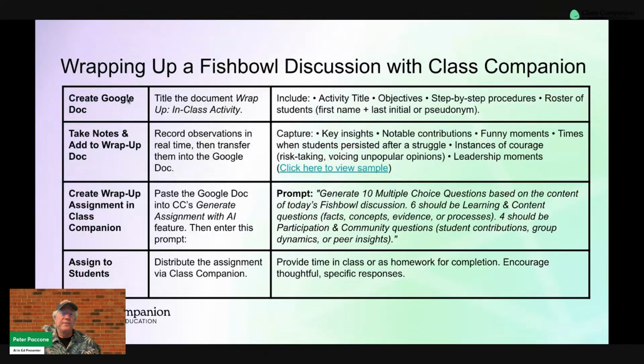We have the Google Doc, we have the notes. And now we're going to take the content of this Google Doc, we're just going to click select all. We're going to open up Class Companion. I'm going to demonstrate this live in just a second. We're going to plug that entire document into Class Companion, the Generate with AI feature, and then we're going to prompt it right there. Maybe we'll say, generate 10 multiple choice questions based on the content. 6 should be learning and content questions, and 4 should be participation.